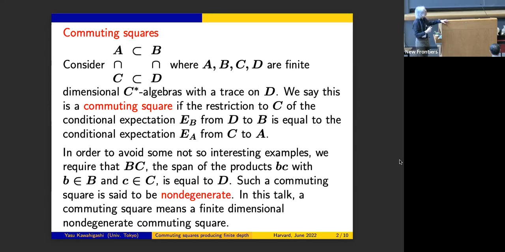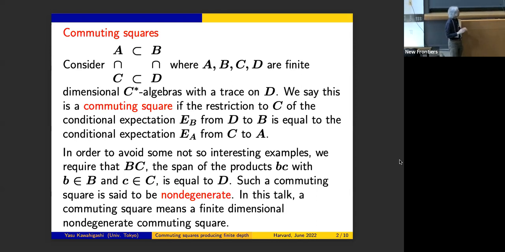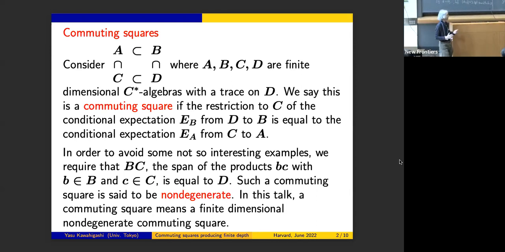This is the notion of commuting square. So this is a certain commutativity of a diagram. Then in order to avoid some not so interesting examples, we require that the span of the products bc, with b in B and c in C, should be equal to D. So we have two intermediate algebras, B and C, and basically they should generate the entire D in some sense. This is just for avoiding some rather trivial examples. Such a commuting square is called non-degenerate. And in this talk, commuting square means a finite-dimensional non-degenerate commuting square.